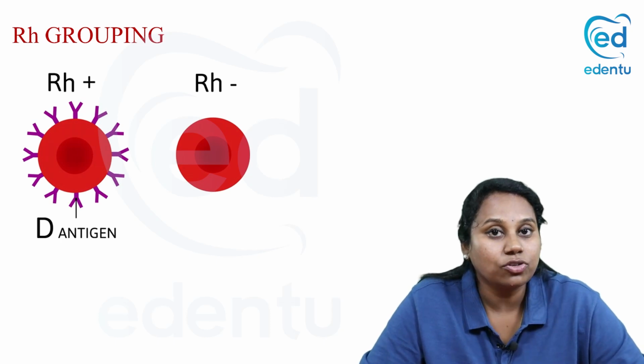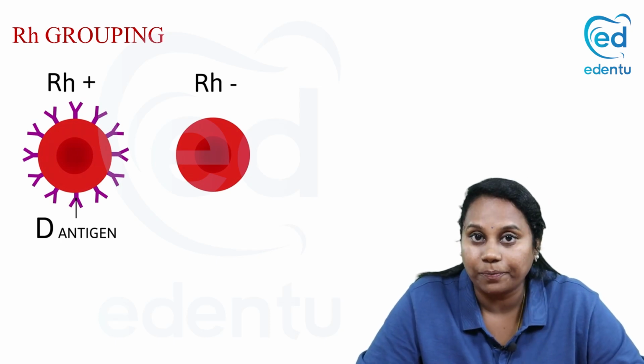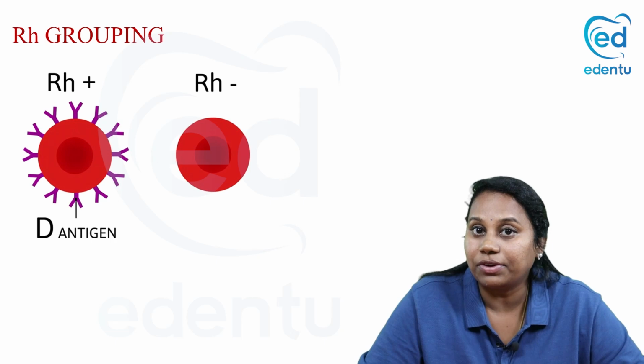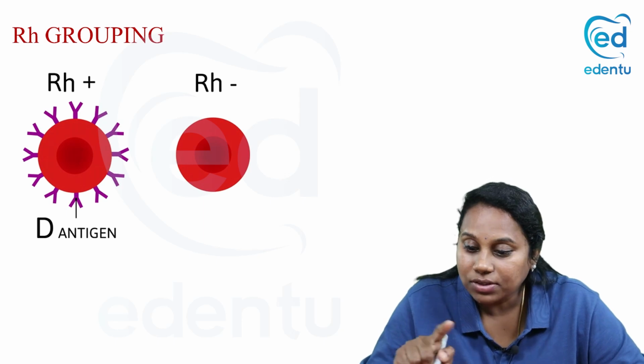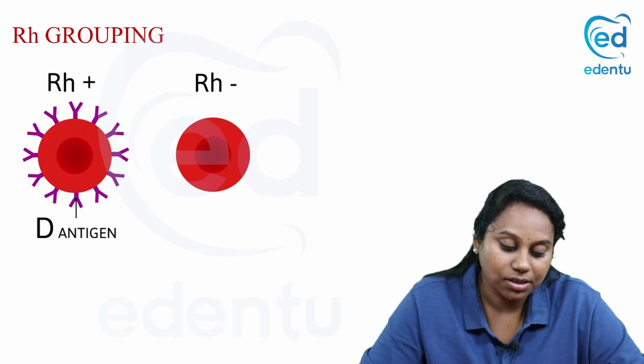Rh grouping. The Rh grouping is different from ABO grouping. Rh grouping is going to determine whether you are positive or negative. For example, A positive, A negative, O positive, O negative. That positivity or negativity is determined by this Rh.